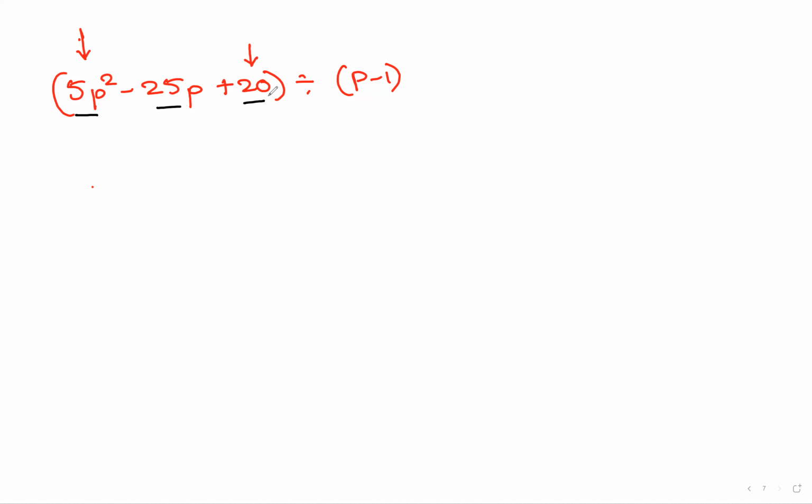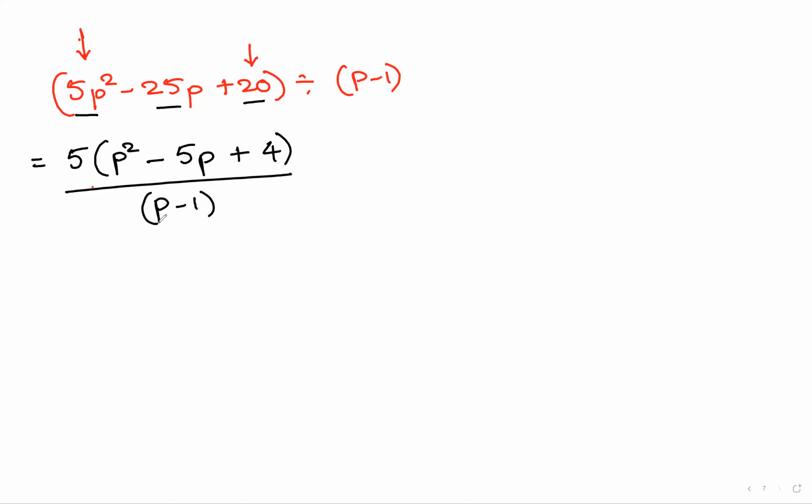What is common here? 5 is common. Can I take 5 common? So when I take 5 common, what is left out? P square minus 5p plus 4, now divided by p minus 1. Do you understand, my dear students?